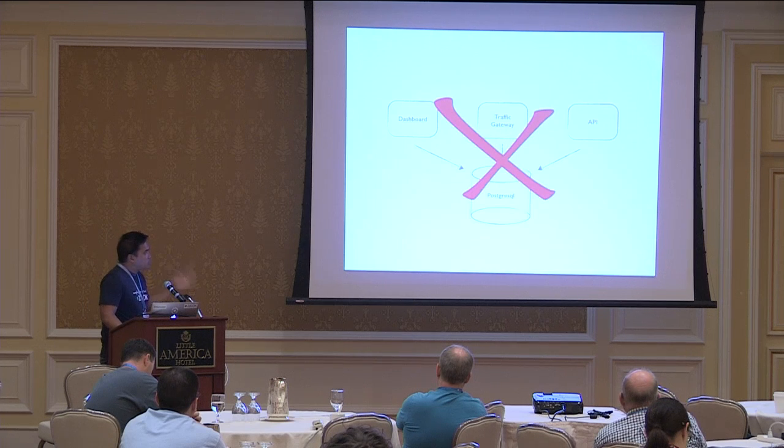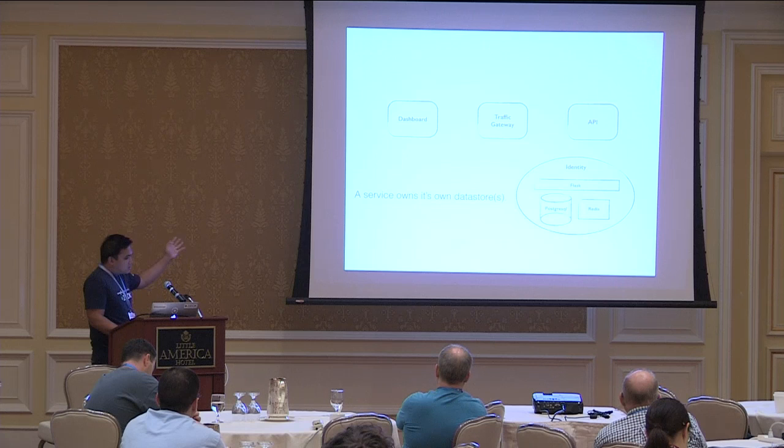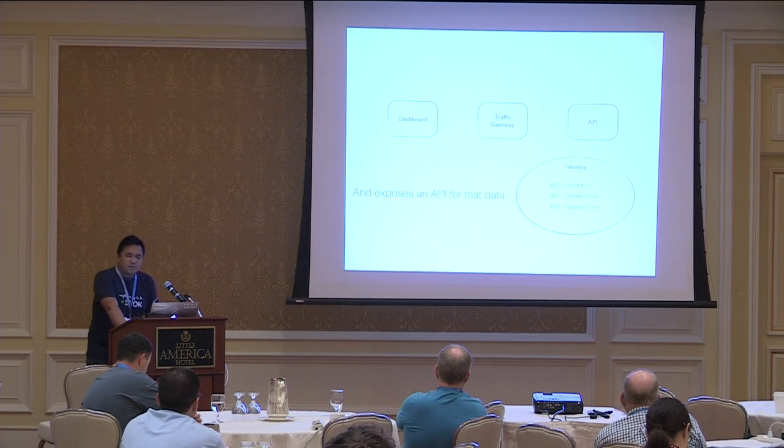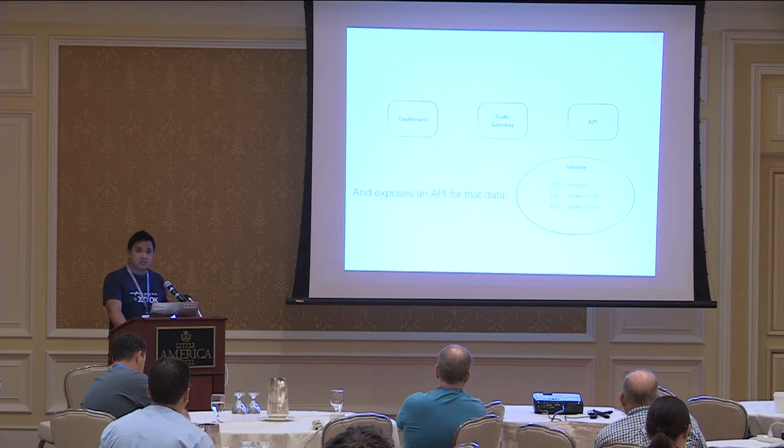So for us, we said, nope, we're not going to do that. We're not going to have this one central data store. So every service owns its own data store. So for identity, it has Flask, Postgres, and its own Redis instance. And the thing is that from everyone else's perspective, it's just an API. You don't need to know what technologies are beneath the hood unless you're actually the one that's developing that service.